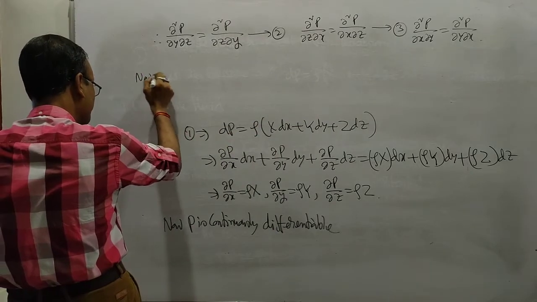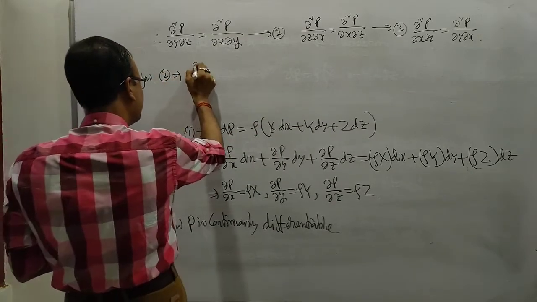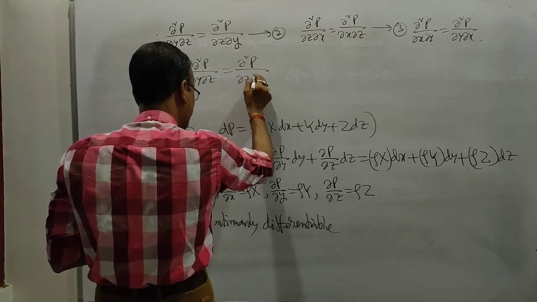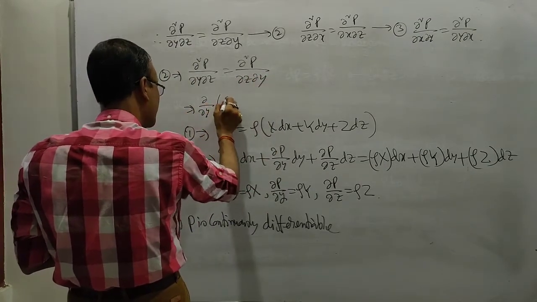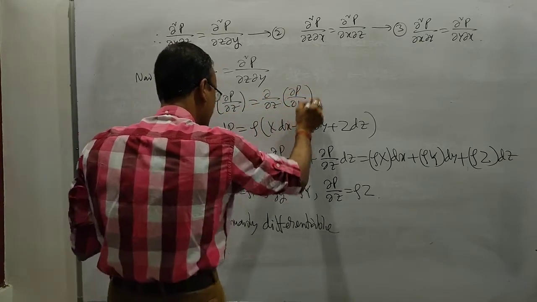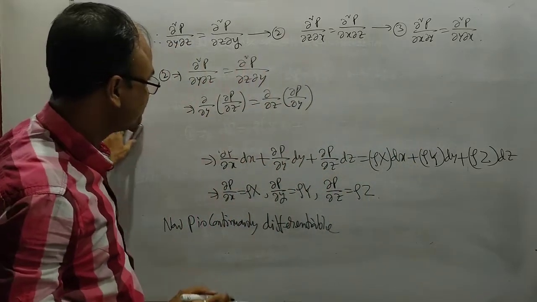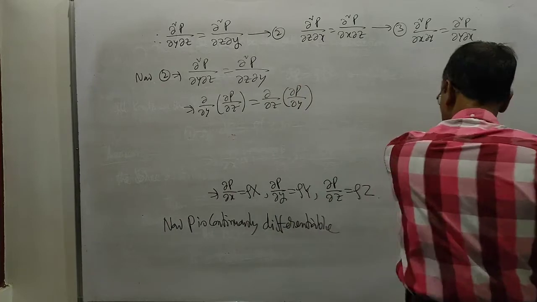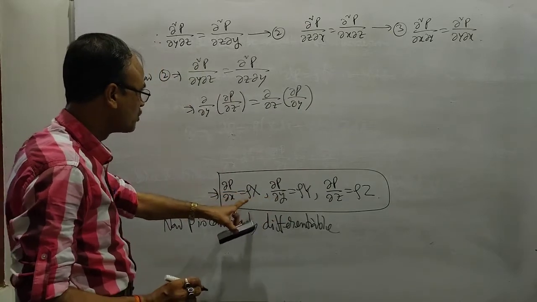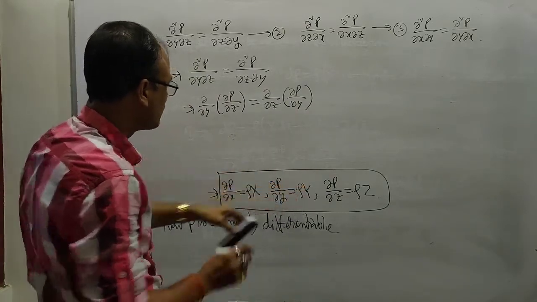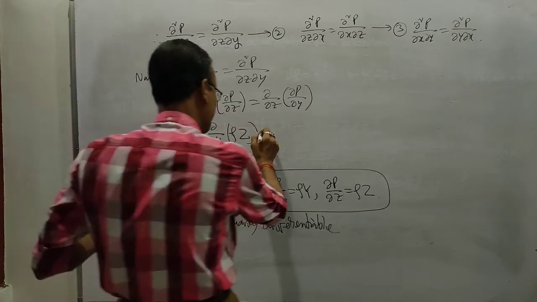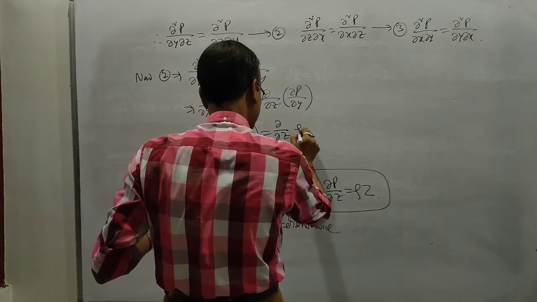Now, from 2 you will get ∂²P/∂y∂z equal to ∂²P/∂z∂y. This means ∂/∂y of (∂P/∂z) equal to ∂/∂z of (∂P/∂y). Now, applying ∂P/∂z equal to rho Z and ∂P/∂y equal to rho Y, we get ∂/∂y of (rho Z) equal to ∂/∂z of (rho Y).